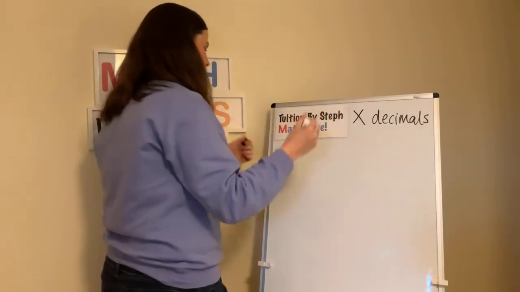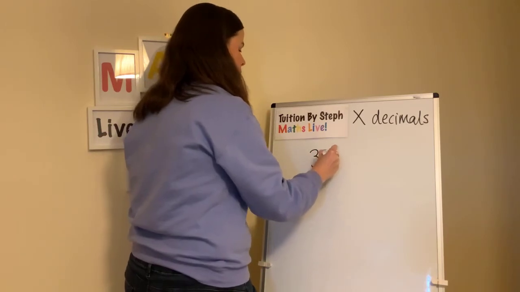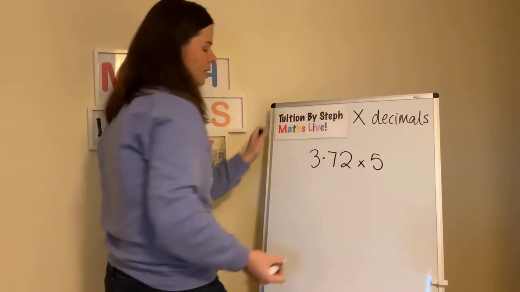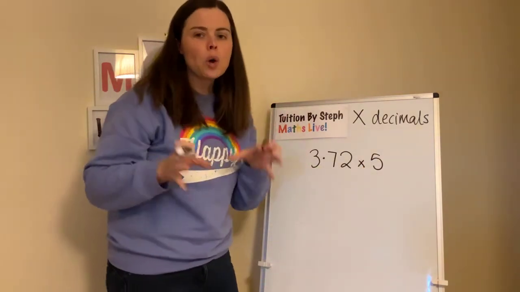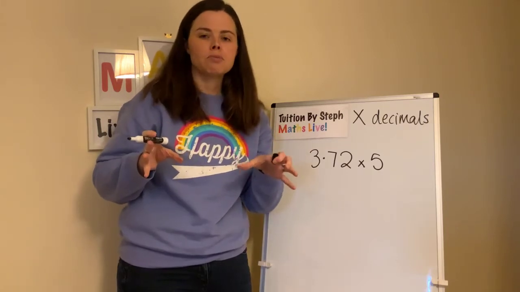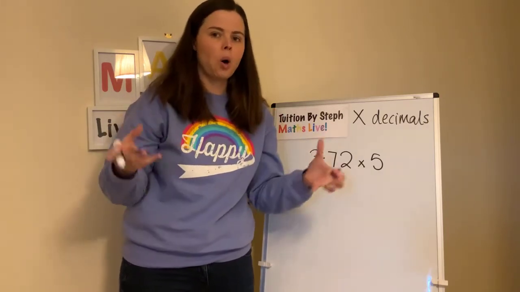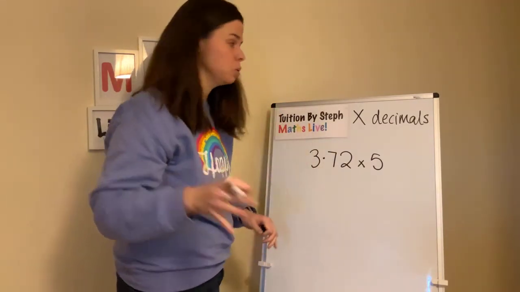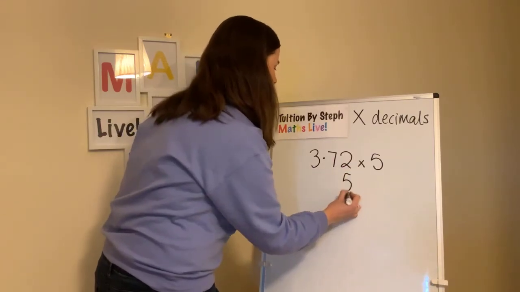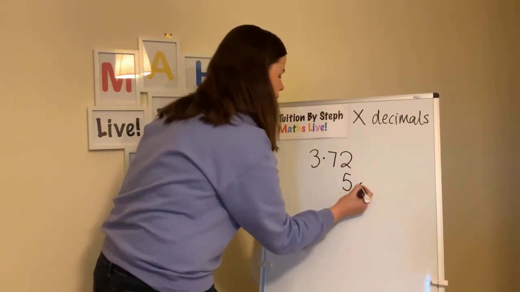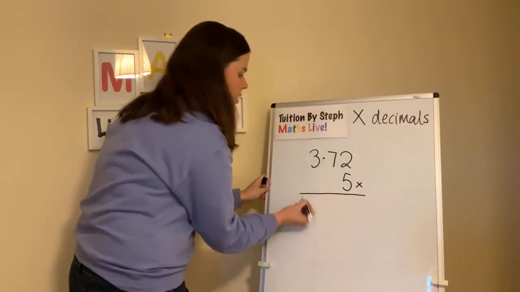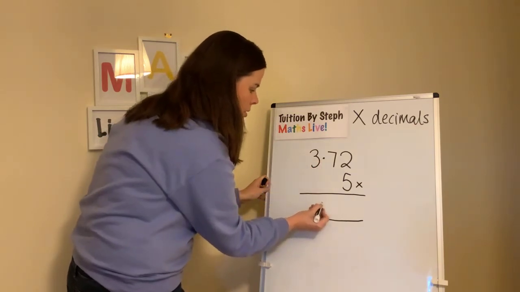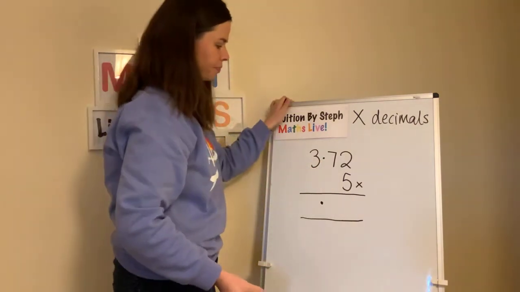For example, if we've got 3.72 and we are asked to times it by 5. Just like the adding and subtracting, don't worry about the decimal point. Just almost pretend you're multiplying a whole number, but there's a decimal point in between. So I'm going to do column multiplication. So I'm going to put my 5 underneath my 2, like this. Do my line. I'm only multiplying by 1 digit, and my decimal point is going to stay in the same place.